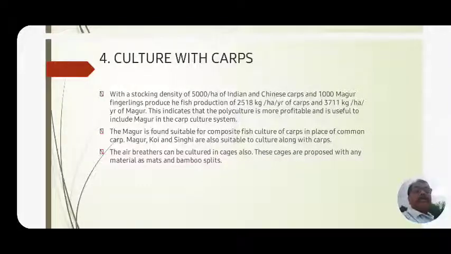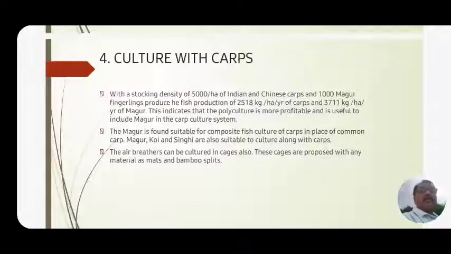Magur is found suitable for composite fish culture of carps in place of common carp. Magur, koi and singi are also suitable to culture along with carps, means not only magur but koi and singi are also suitable for culture along with the carps.